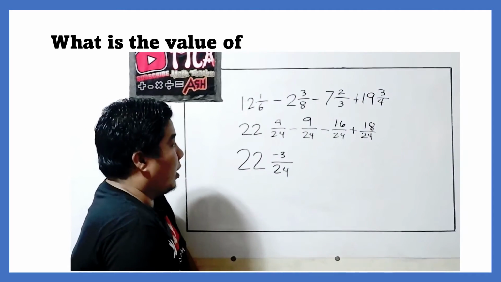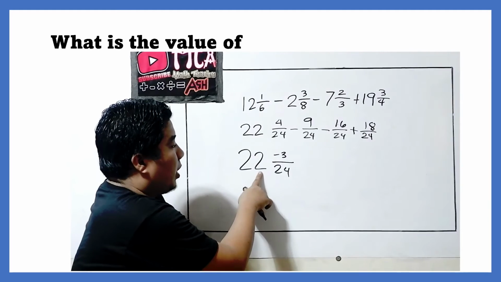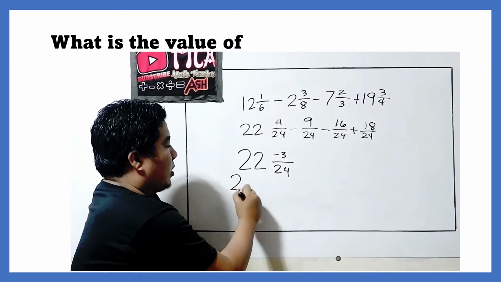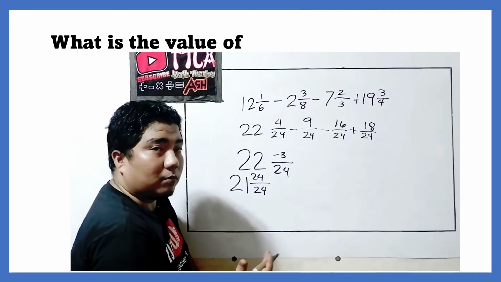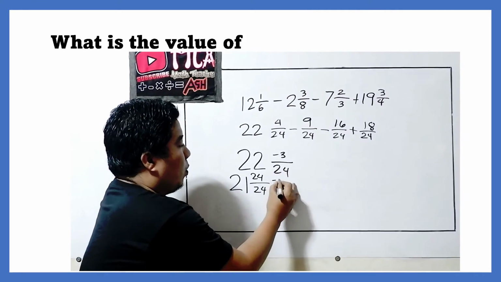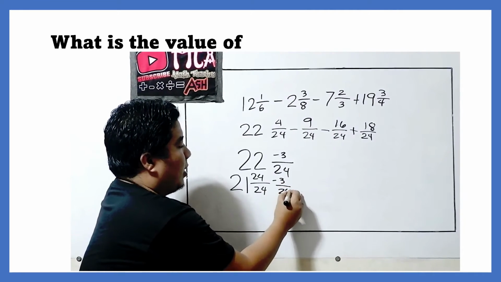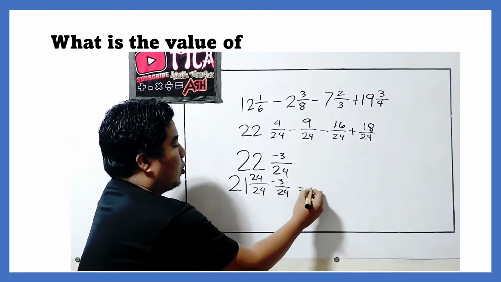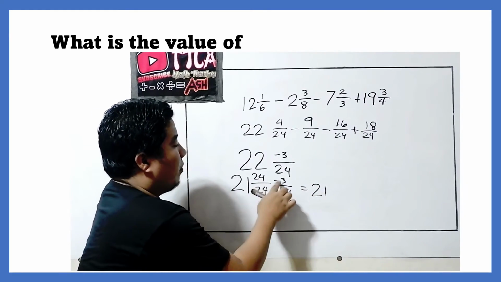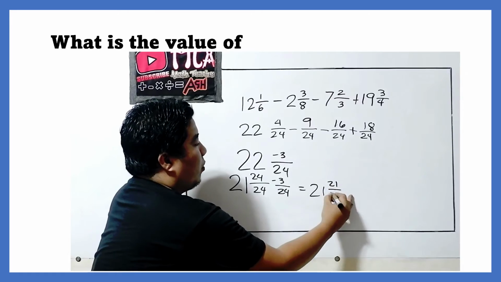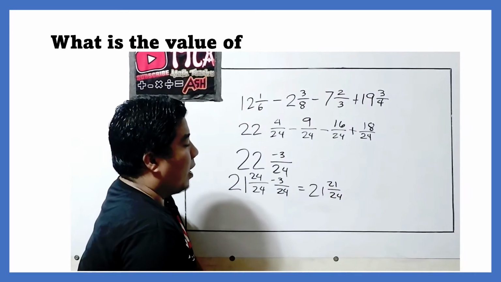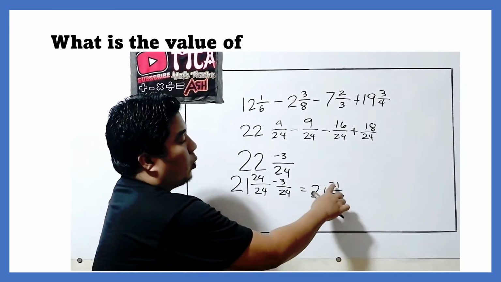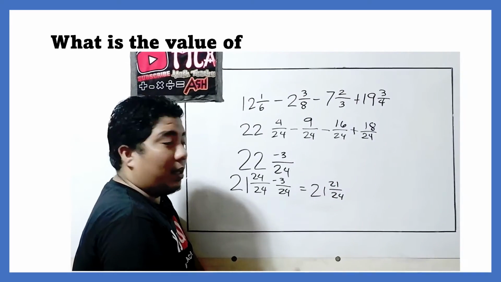So what we can do here is borrow one whole number, making this 21, 24 over 24. Okay? And then we can simplify negative 3 over 24. So that gives us 21, 24 minus 3, that is 21 over 24. So now this is all in the whole number. However, 21 over 24 can still be reduced to lowest terms.